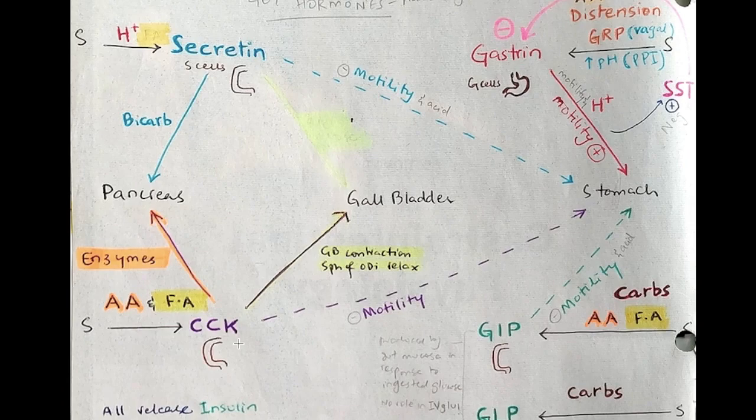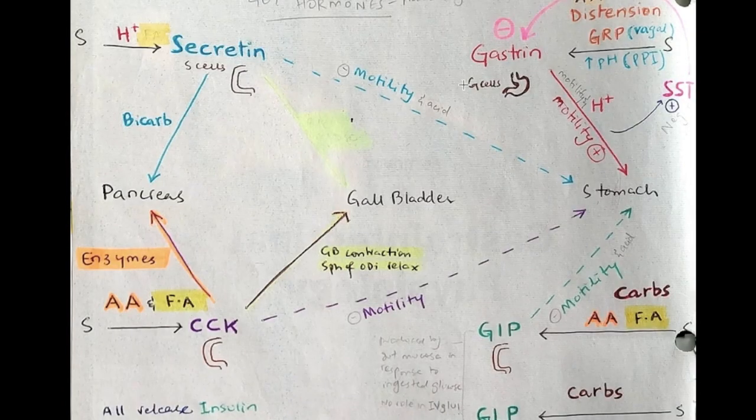And since cholecystokinin acts on all three structures, it will also act on the stomach, inhibits motility of the stomach. Anything that is being produced by the duodenum, it reduces the motility of the stomach because the duodenum does not want to have any more stuff from the stomach.